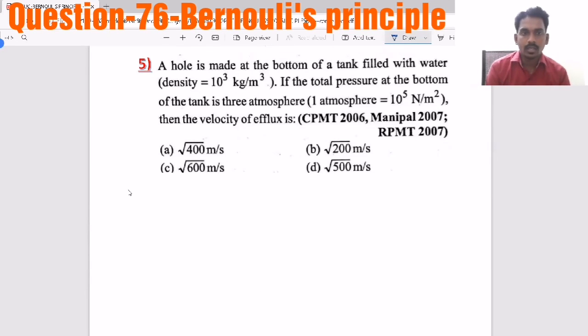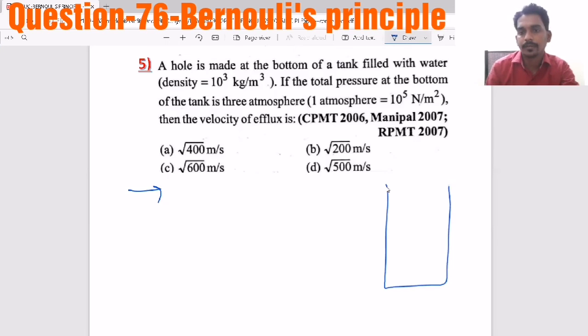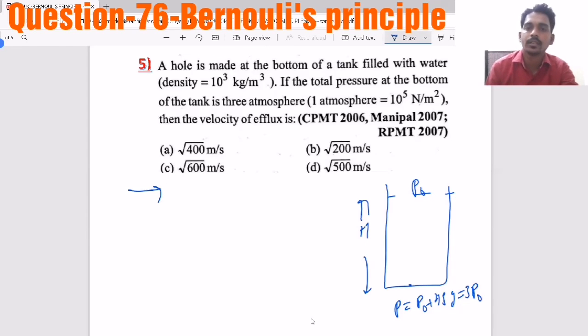Now, one last and final question. A hole is made at the bottom of a tank filled with water. The total pressure at the bottom of the tank is 3 atmosphere. Now, the height of the liquid filled is, let's take H. Here pressure is P naught. Now here pressure P is P naught plus H rho G, and that is 3 times atmospheric pressure. That means H rho G equals 2 P naught.